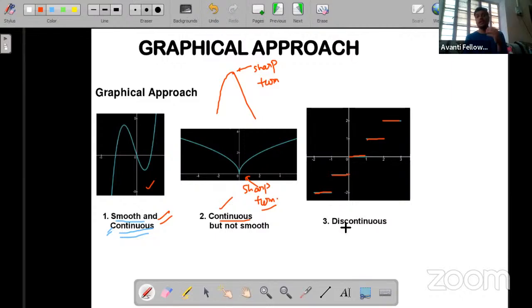So clearly if I make at least one lift during the drawing of the graph, that means the graph is discontinuous. And how many discontinuous points are there? 4 points of discontinuity, because 4 times I have lifted the pen while drawing the complete graph. Is it clear? Please let me know if it is clear or not.